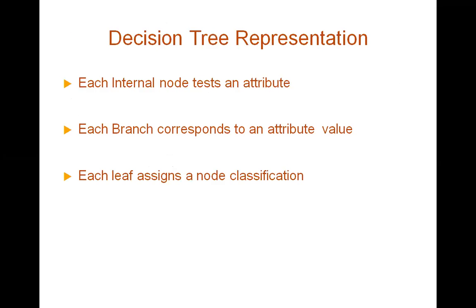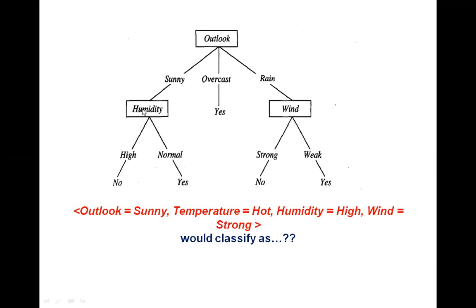Okay, so what are the things that are present in a decision tree? Each internal node tests an attribute. See, each internal node, the humidity node, it's an internal node. It will test an attribute. So an internal node should contain an attribute. Humidity, it will test this attribute humidity and its value can be high or normal. So each internal node will test an attribute. Is it clear? Based on this attribute value, it will take some decision.